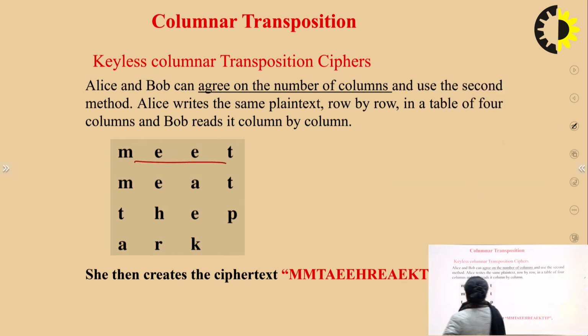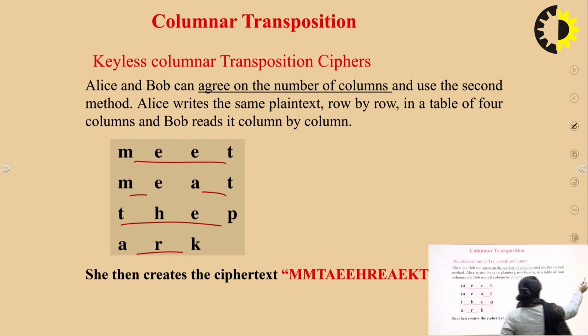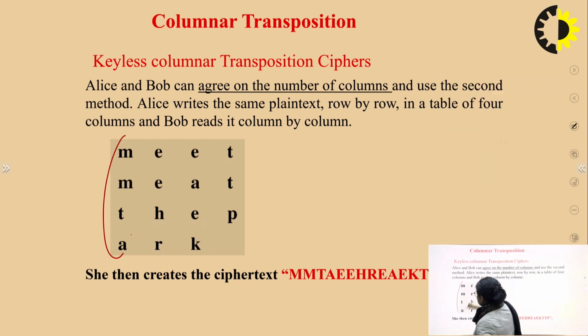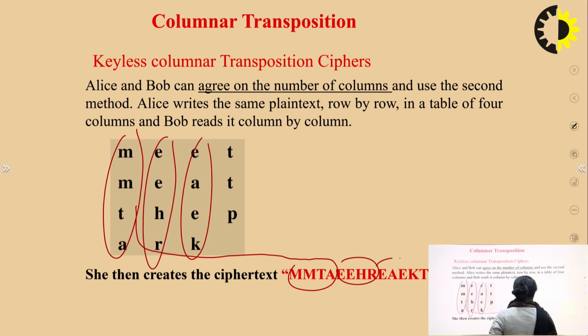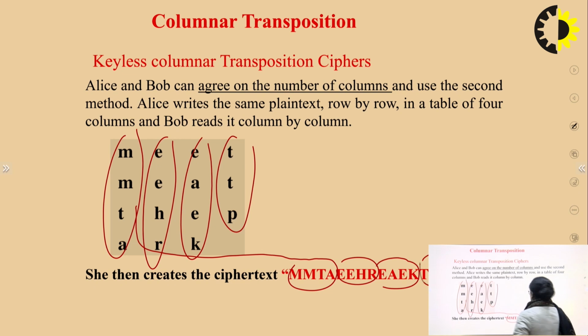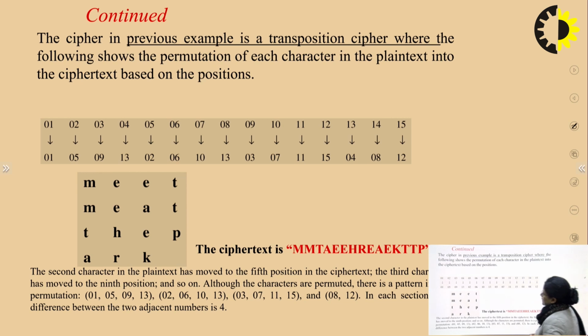So we have written the plain text row wise, and then we read it column wise, and whatever letters we get will be our ciphertext. The first set of letters is MTA, then we have EHR, then EAEK, followed by TP. One more point is that it's normal practice that the letters in the plain text are in lowercase, and the letters in the ciphertext are in uppercase.